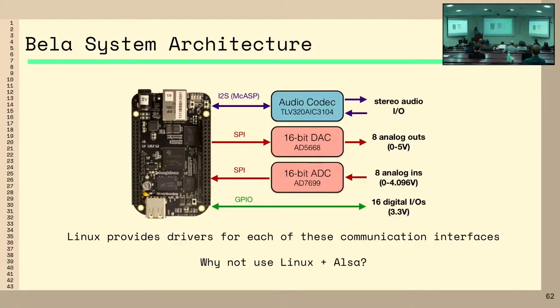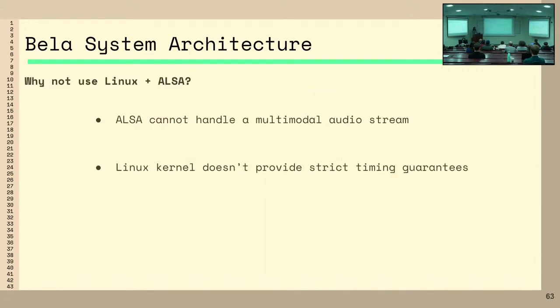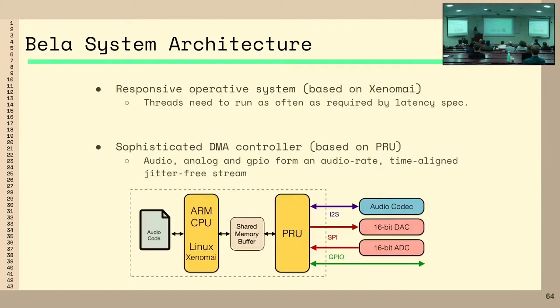How do we do this in Bela? Bela has an audio codec, a DAC and an ADC that use communication interfaces that could be implemented in Linux. But why don't we use Linux? Linux and ALSA can handle multimodal streams but don't offer strict timing guarantees. The way we solve this is by using a responsive operating system based on Xenomai, in which the threads run when we want them to run, and a sophisticated DMA memory access controller based on the PRU, in which the audio, analog and GPIO are aligned at audio rate.